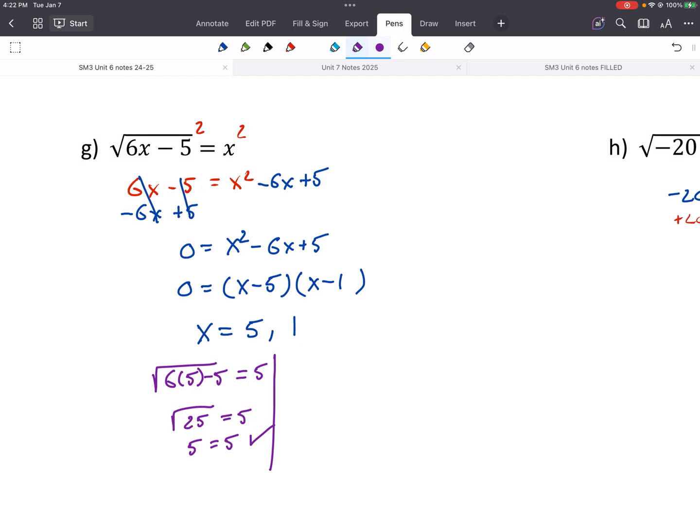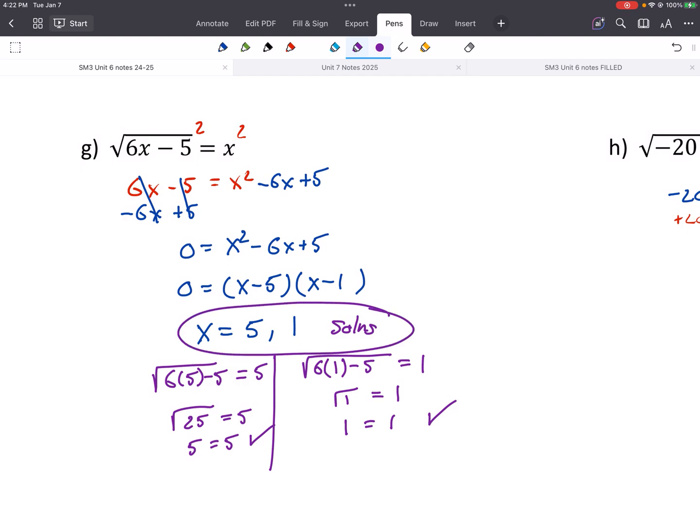And then we'll do it on this side. So the square root of 6. And we're going to plug 1 in. And here we'd end up getting the square root of 1, which is just 1. And check, that works out. So these both are solutions to that equation.